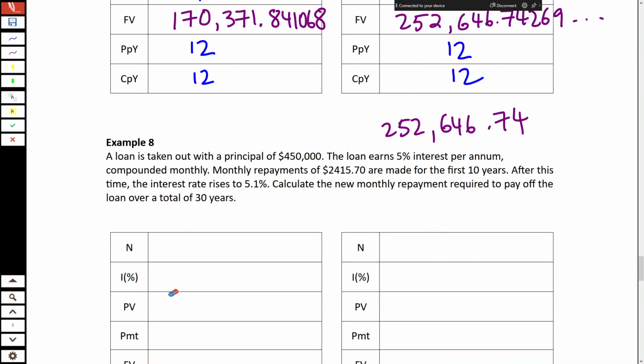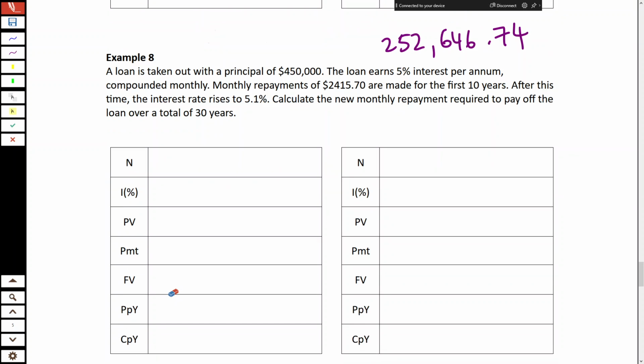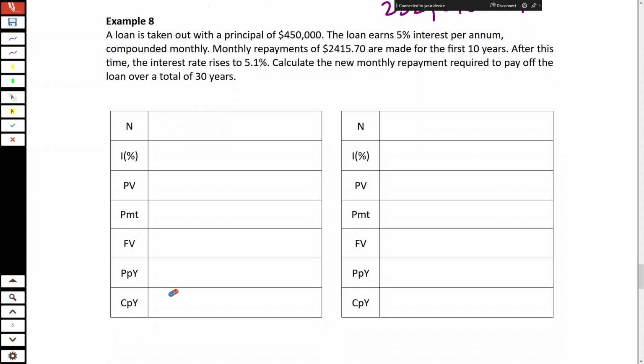So that can sometimes happen. When you press enter, that's when the calculator does the solving. So if you change one number it won't update, you have to press enter again, with the one that you want to solve for blank.